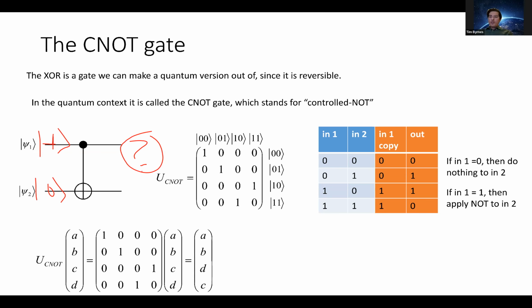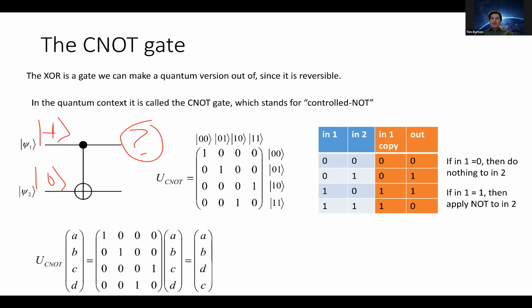Okay, how did you guys go? Anybody got any answers? One over square root 2 times 0, 0 plus 1, 1. The state. Right, yeah. Okay, correct, yes.